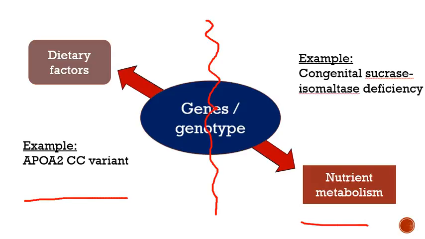So in this case, the person doesn't necessarily need to completely omit a particular nutrient, but it is going to have some interaction with the gene that then will affect other health outcomes. So let's look at what these gene variants mean, or how we describe this, with the ApoA2 CC variant. What does that mean?